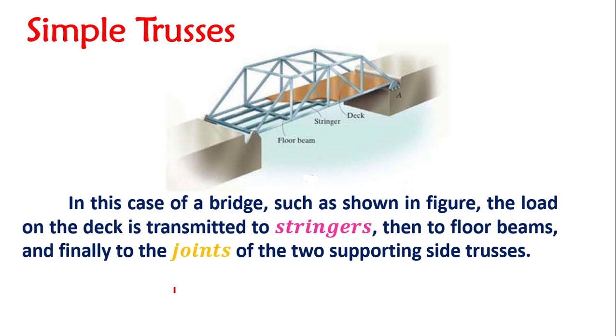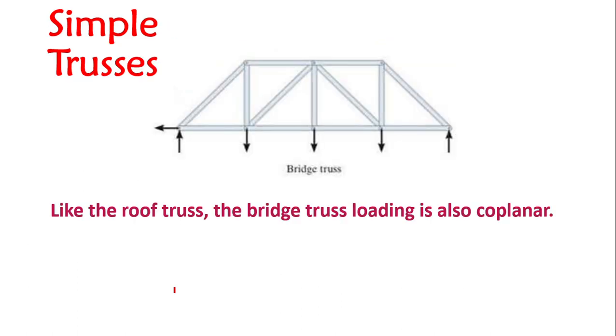Ayan, we have here, in this case, a bridge such as shown in the figure. The load of the deck is transmitted to stringers, then to floor beams, and finally to the joints of the two supporting side trusses. Like the roof truss, the bridge truss loading is also coplanar.